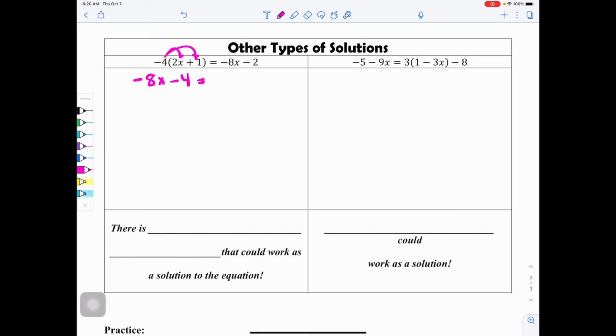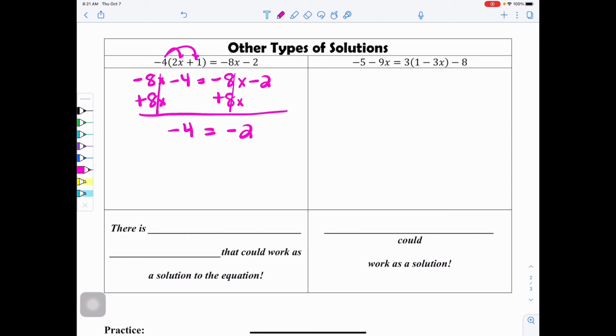On the other side, I don't have any, so just negative 8x minus 2. Then I look for like terms. I don't have any on the left, and I don't have any on the right to combine. So I move on to variables on both sides. I'm going to get rid of negative 8x by adding 8x. Whatever I do to one side, I must do to the other. And what happens is I get negative 4 equals negative 2.